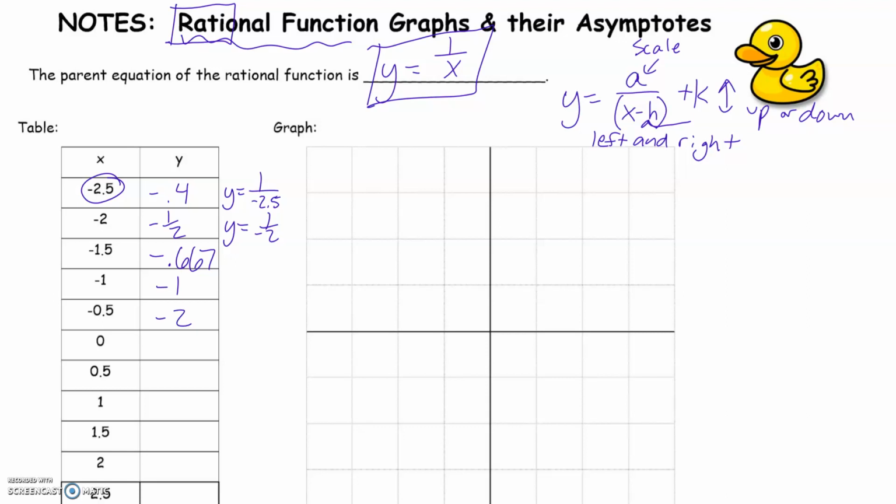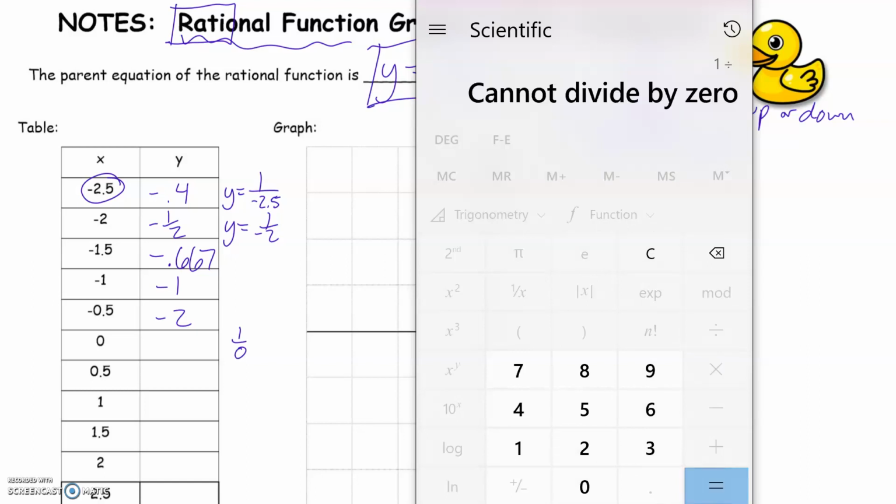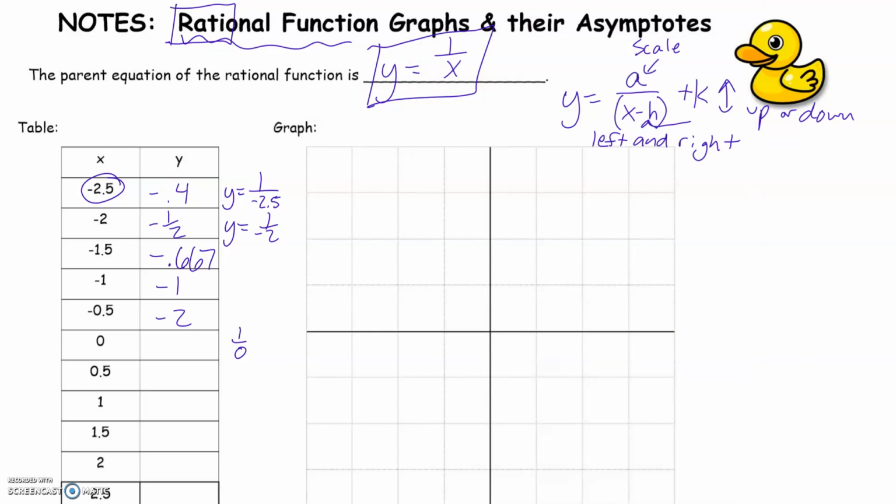1 divided by 0. Now, if you were to type 1 divided by 0 into your calculator, you're going to end up getting an error message or undefined. Let's go ahead and see what this calculator says. Okay, 1 divided by 0. Cannot divide by 0. It just specifies that you can't do it. Okay, mathematically, this is like the big black hole.